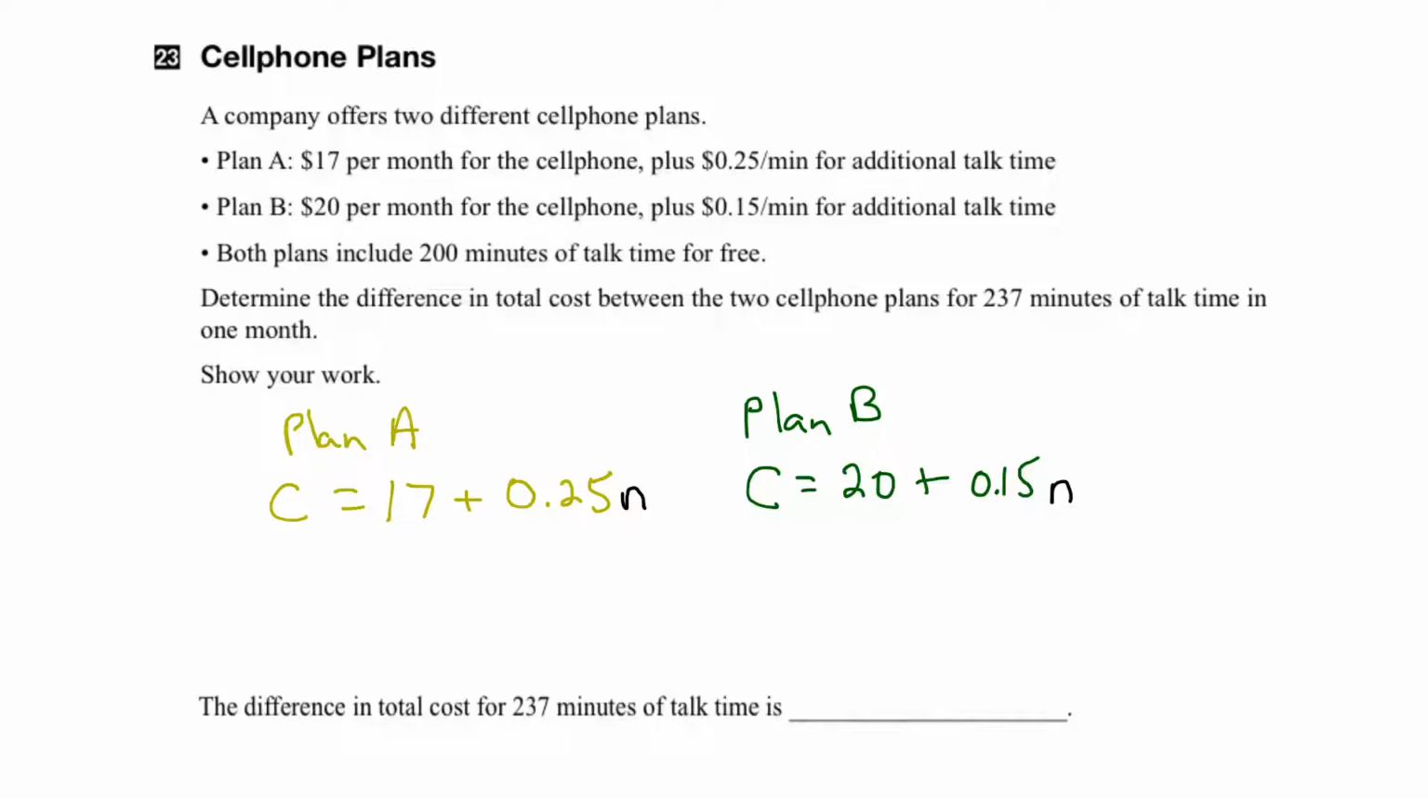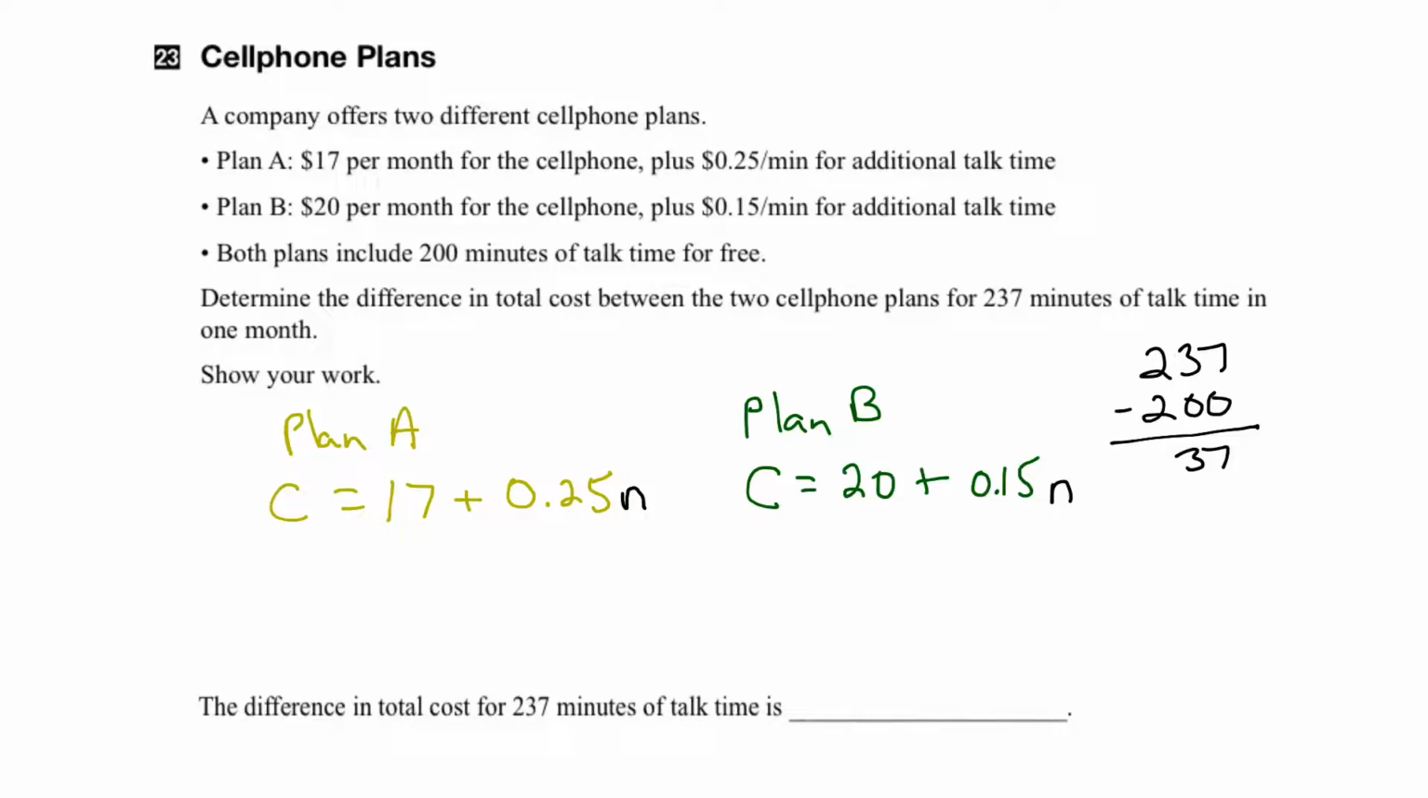Now, to work these equations out, we need to know what N is. So N represents our additional minutes. And we also see that we get 200 minutes for free. Well, if we're using 237 minutes and we get 200 minutes for free, how many minutes are additional? We can say, well, we're using 237, take away the 200 free minutes we get each month. That means we're using 37 additional minutes. So we can plug this value in for N in each case and determine what the total cost is.